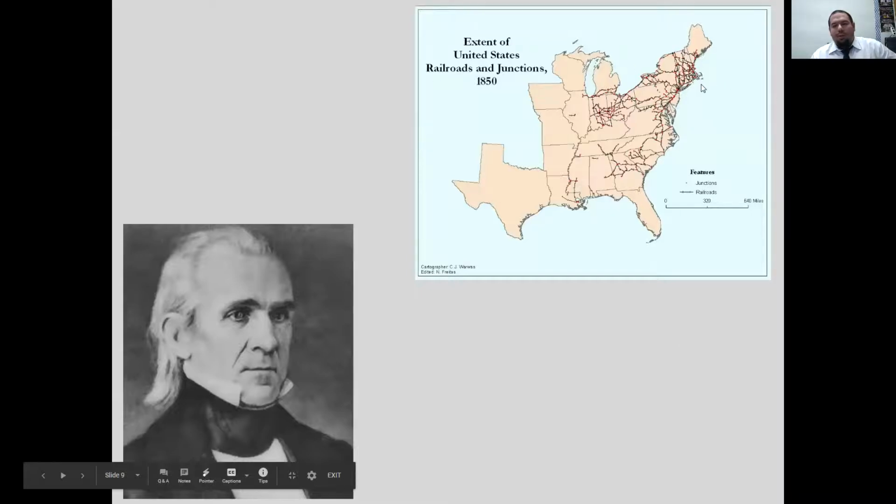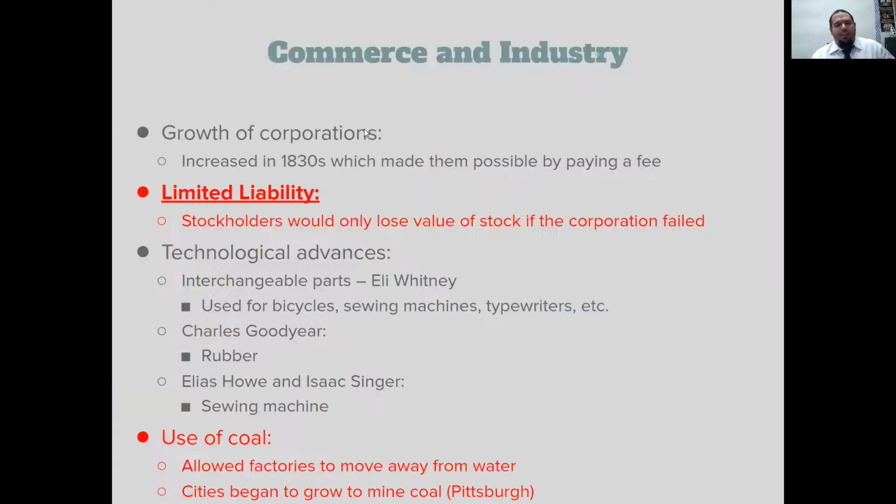So railroads mainly over here in the Northeast. This is obviously before the Civil War. And look at the South. And not many. And that's James K. Polk, future president. So commerce and industry.